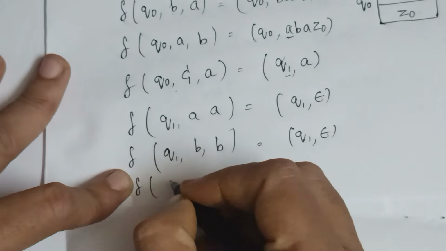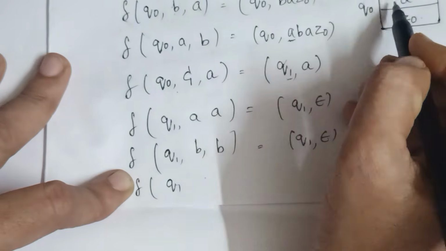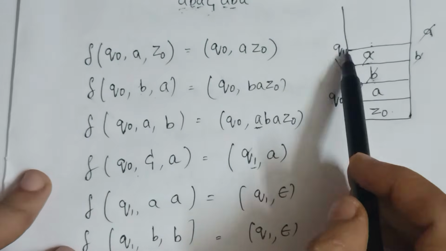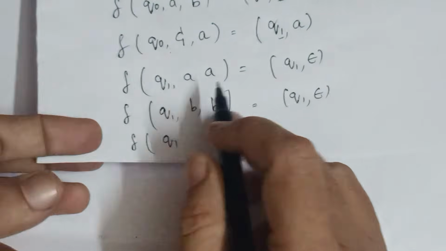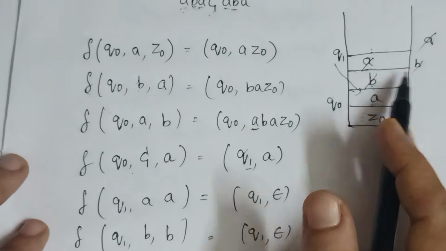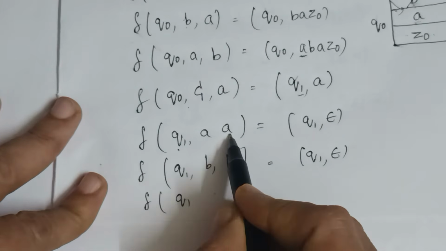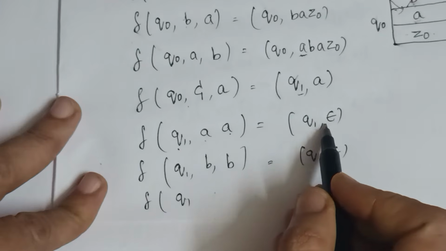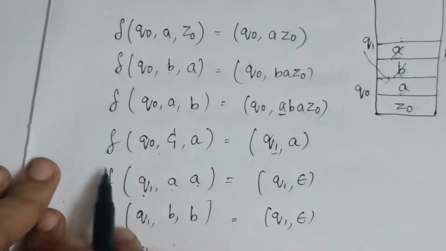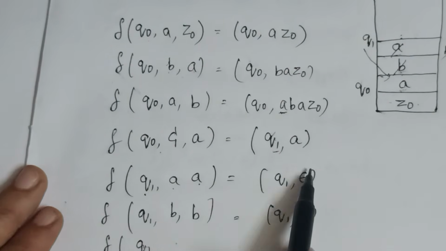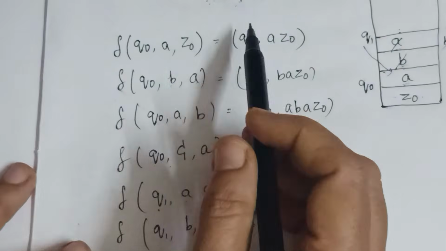Next delta of Q1, I am still in the state Q1 only. Top of the stack is A. I am pushing the input symbol A here. So Q1, top of the stack is A. I am pushing A means it should be popped out. It remains in the same state, so no need to write the transition again. It is already there. So all A, B is pushed, and whenever A comes, it will be popped out.